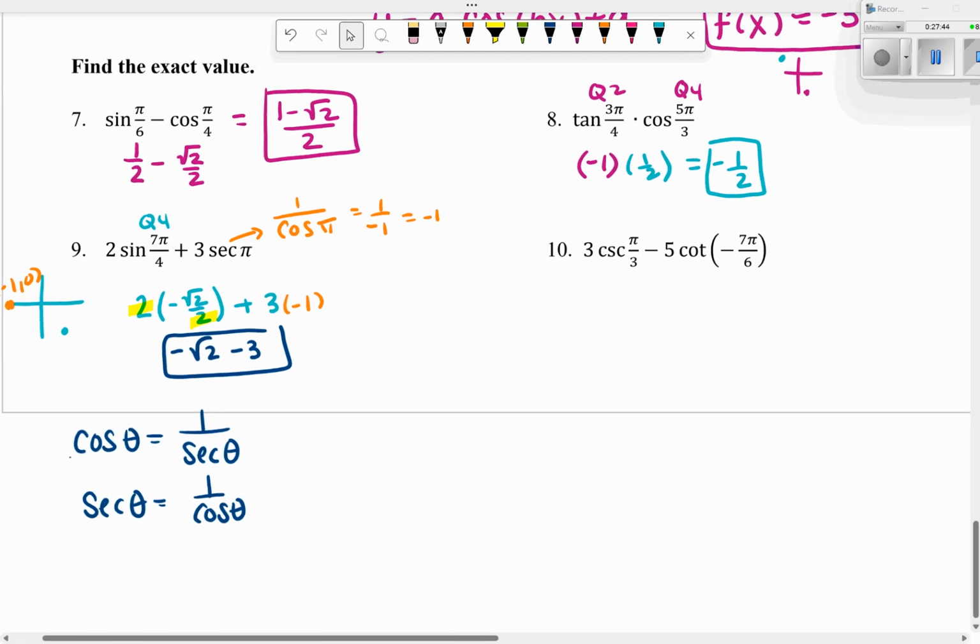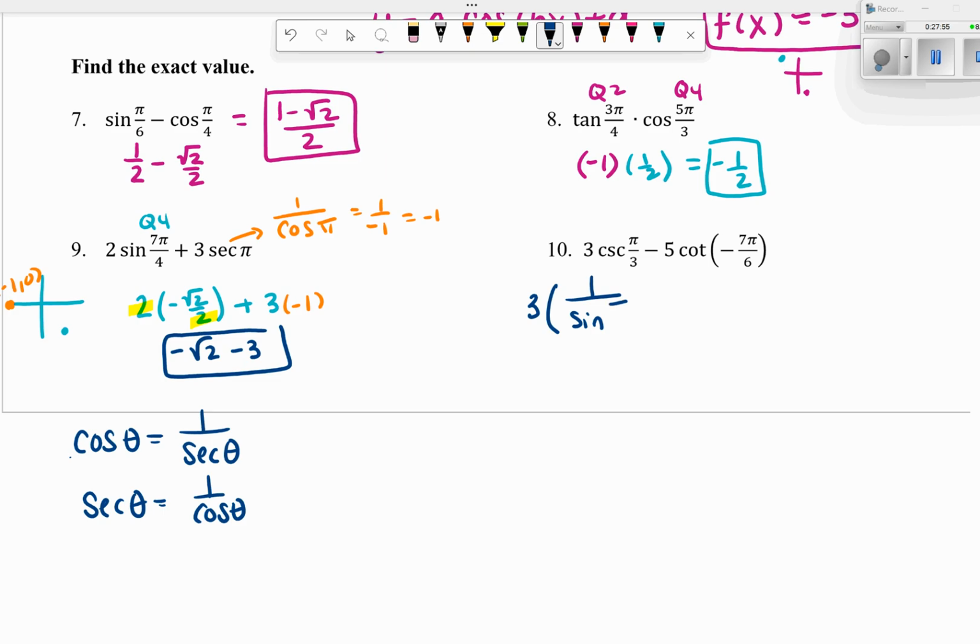Then looking at question 10, this one we have the cosecant of pi over 3. So really we're doing 3 times 1 over the sine, because the reciprocal of our cosecant is sine, of pi over 3 minus 5. And then you can use our properties right here. If you have the cotangent, it's odd, so you could take the negative out and make this +5 if you want, or you can leave that as a negative. It doesn't really matter, it's just a preference. So then cotangent, remember, is cosine over sine. So we would have the cosine of -7 pi over 6 divided by the sine of -7 pi over 6.